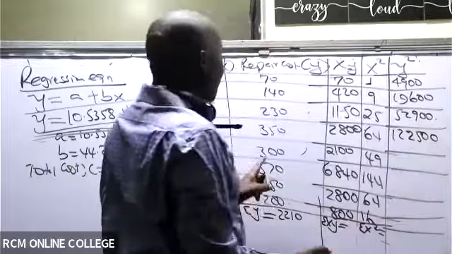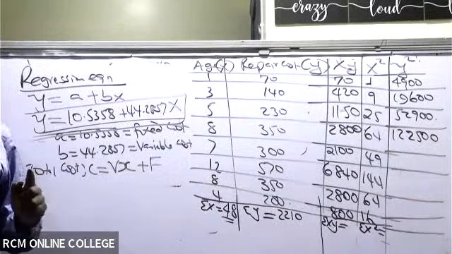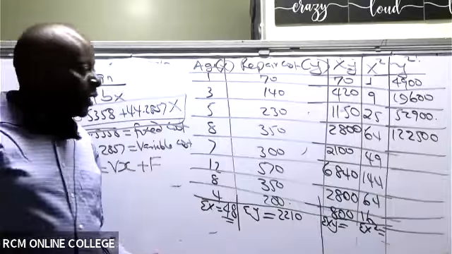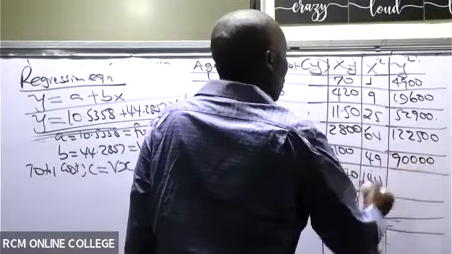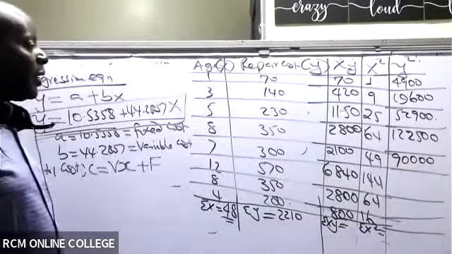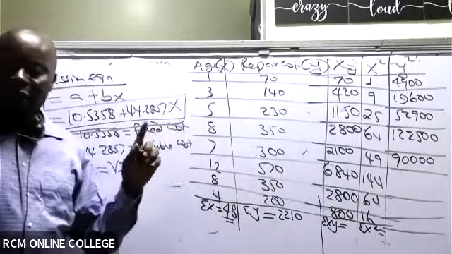From there, we have 300 squared. I think I'll be able to get these, but there's no harm if I got this number from you. It is 90,000. And then lastly, we have 570 squared. How about 570 squared?